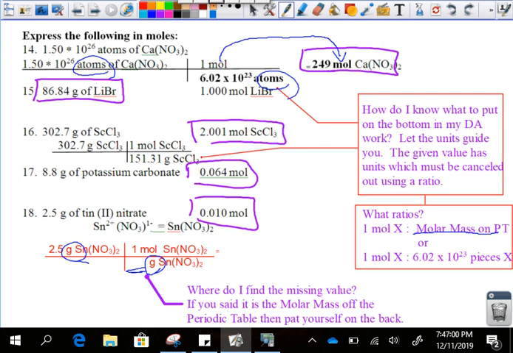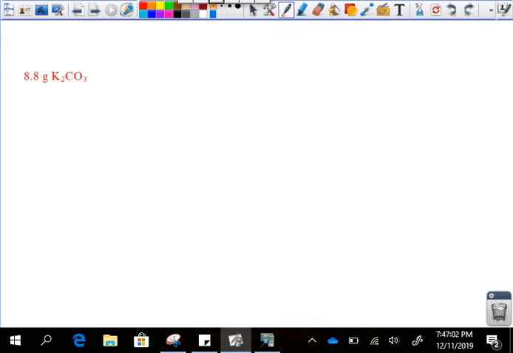8.8 grams of potassium carbonate. Potassium carbonate is K2CO3. So I've written my given. I'm trying to convert it to moles, so this should say 1 mole. And the bottom should be what unit? Some people immediately think the unit. Other people pause. Doesn't matter who you are. If the given unit is grams, then the next dimensional analysis has to have grams on the bottom. Then we just need to fill in a number there.